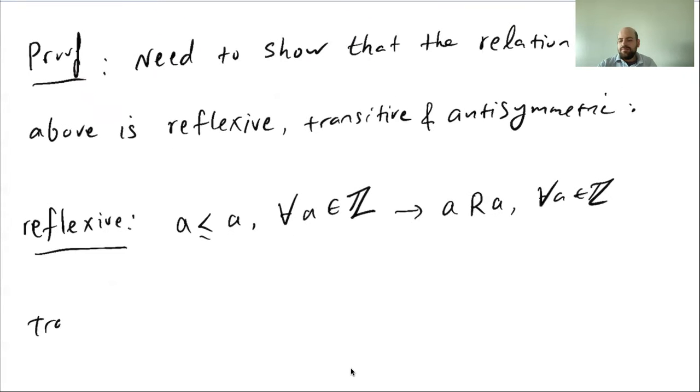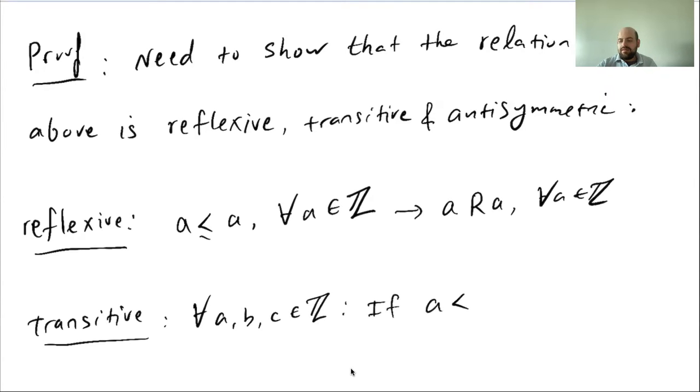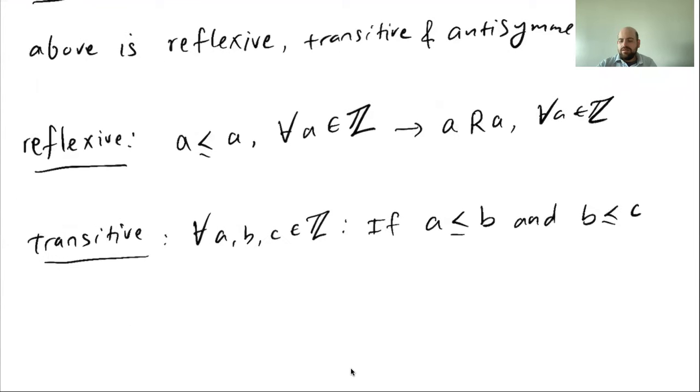For transitive, for every A, B, and C in Z, if A is less than or equal to B and B is less than or equal to C, then we can say A is less than or equal to C, right? So if A is in relation with B and B is in relation with C, then A is in relation with C. So this is exactly the definition of a transitive relation.